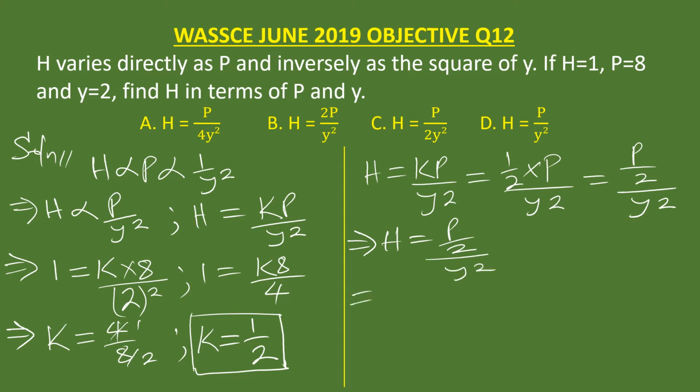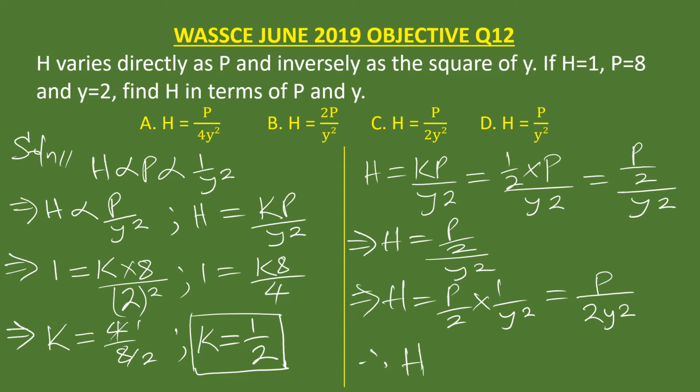Now to take Y upwards, we have that H is equal to P over 2 times 1 over Y squared, which is equal to P times 1 is what? P. 2 times Y squared is what? 2Y squared. Therefore our H is equal to what? P over 2Y squared. Do we have that as one of the options? Let's see. Okay, we have that, and C is the correct answer.